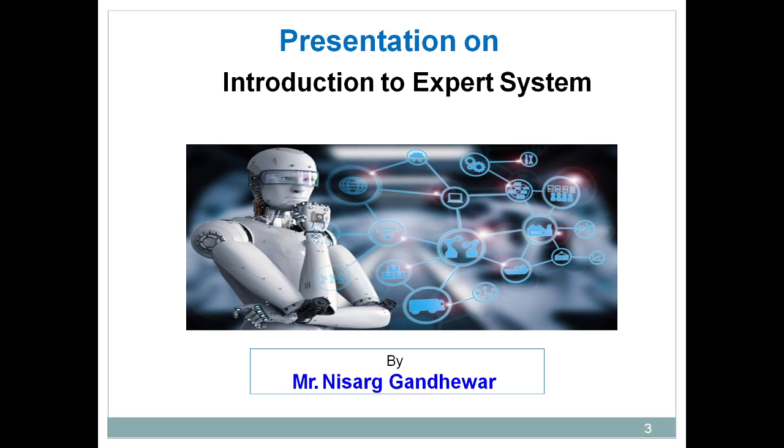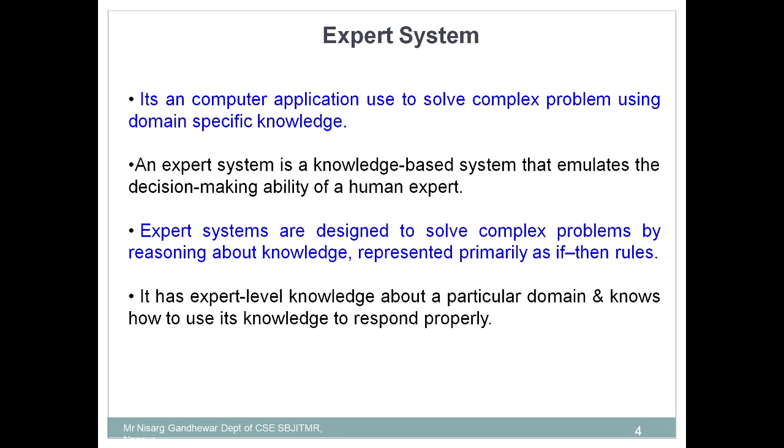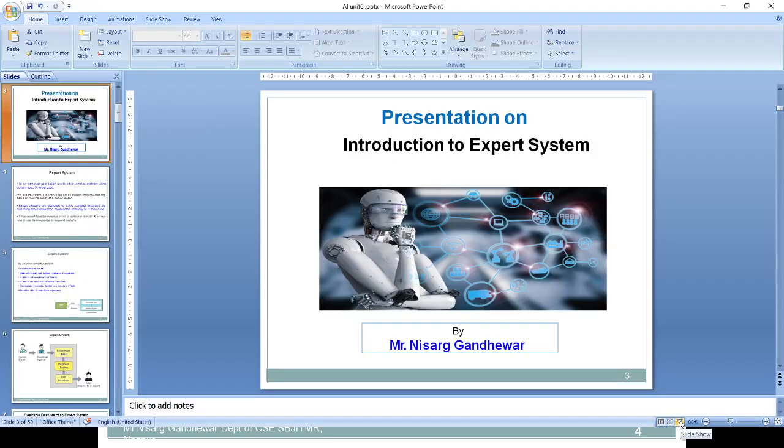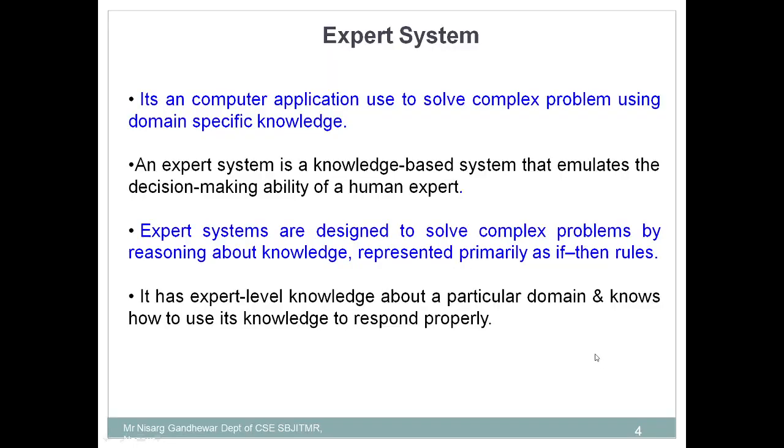So let's understand what an expert system is. An expert system is nothing but a computer application. It can be available in terms of hardware or software, both are possible. In the case of hardware, we just embed that software. More or less, we can say that an expert system is a computer application used to solve a complex problem which requires domain specific knowledge.